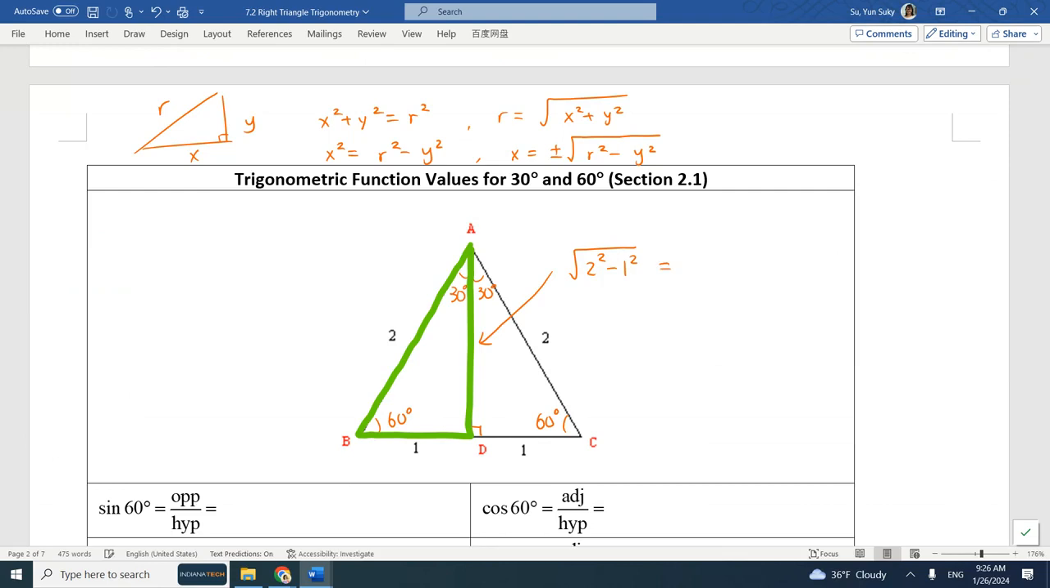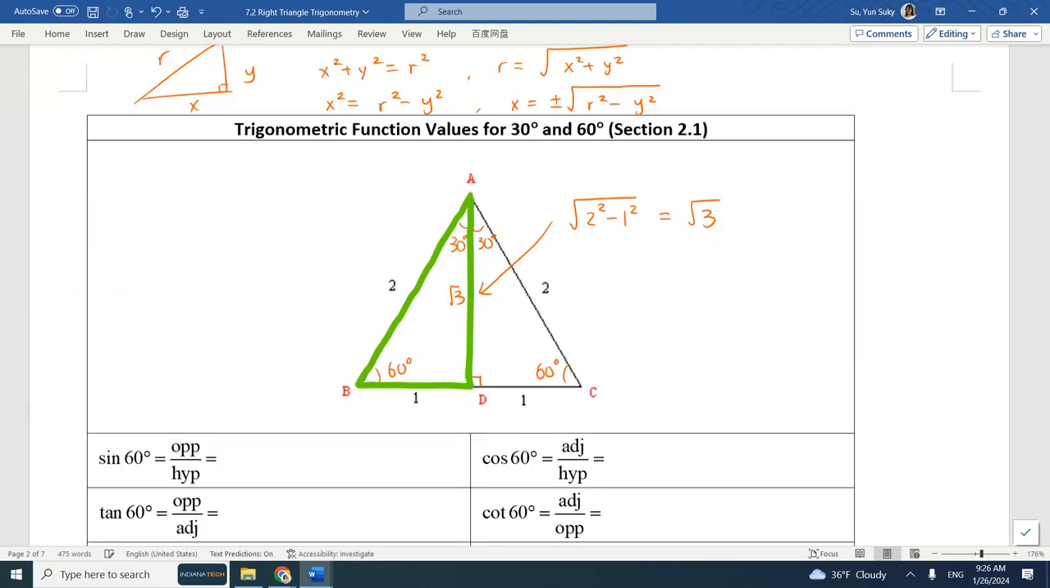What is 2 squared? 4. What is 4 minus 1? 3. So this side is square root of 3.